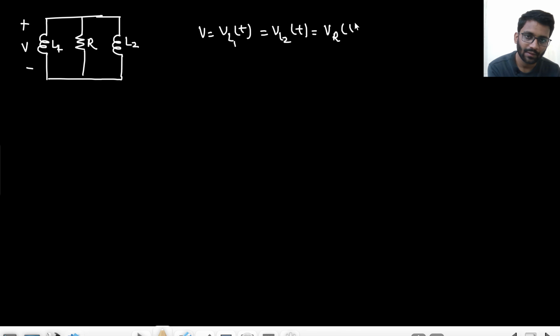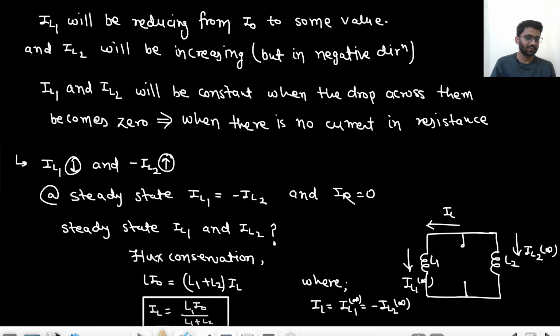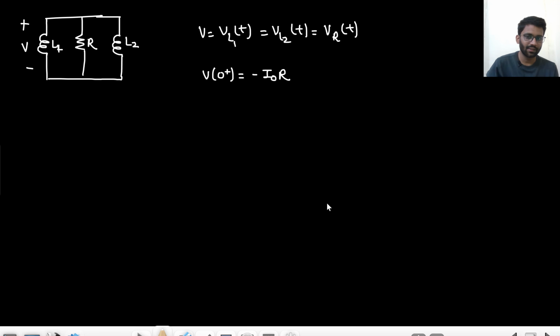Tell me what was the value of V at t equals to 0 plus. You should be able to tell. It was minus I naught R, right? I naught current was flowing in this direction, so it was minus I naught R. Eventually, what will be the potential? 0. V of infinity is 0.